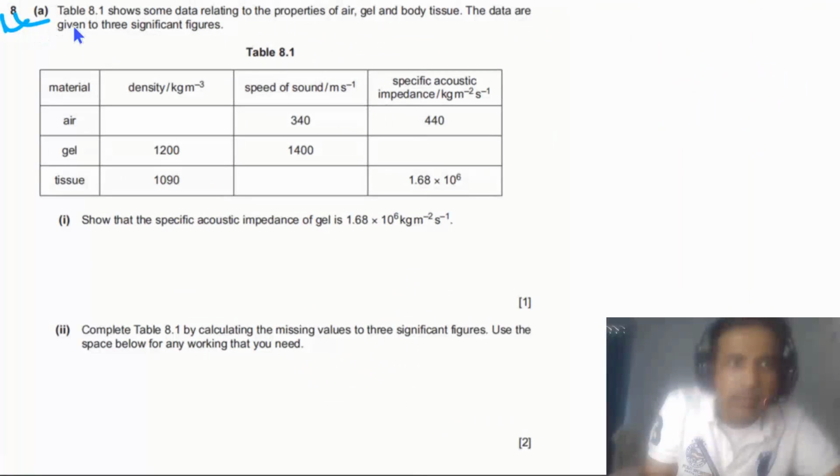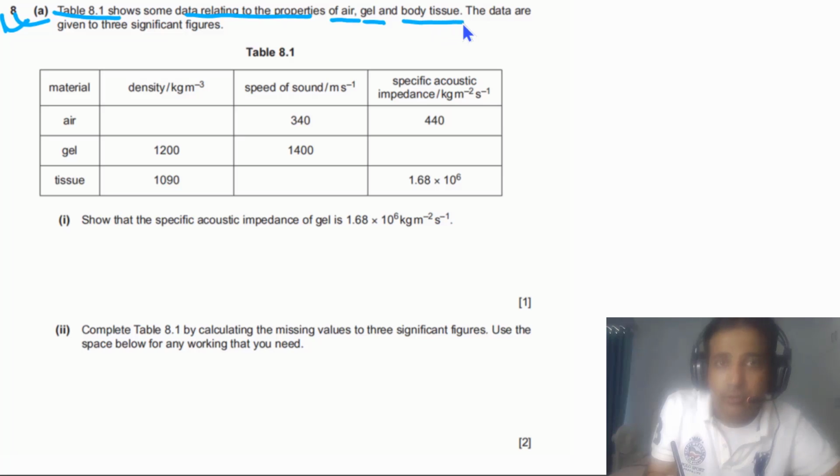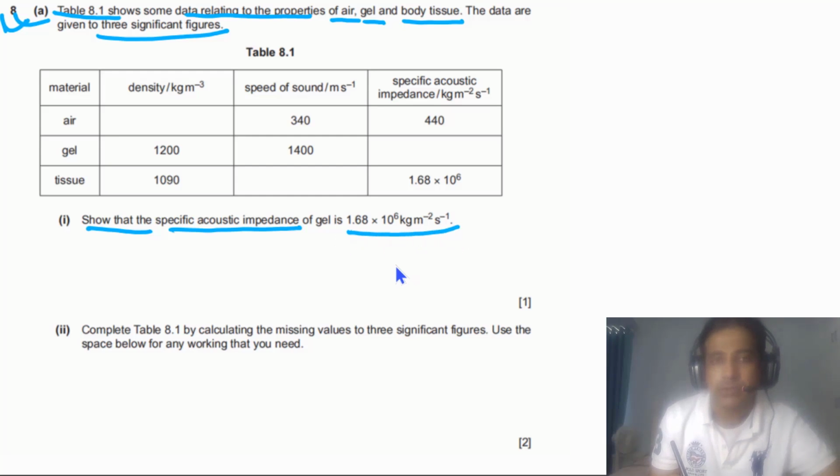Question 8 part A says table 8.1 shows some data relating to the properties of air, gel and body tissue. The data are given to 3 significant figures. For part 1, we need to show that the specific acoustic impedance of gel is 1.68 times 10 to 6 kg per meter square per second.